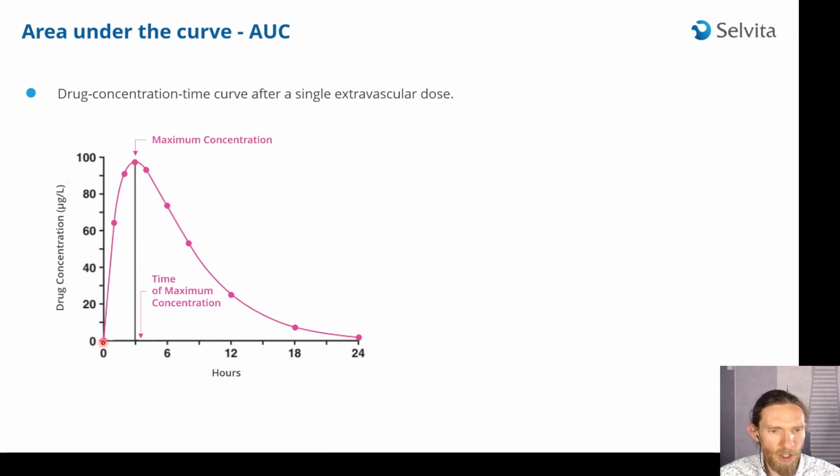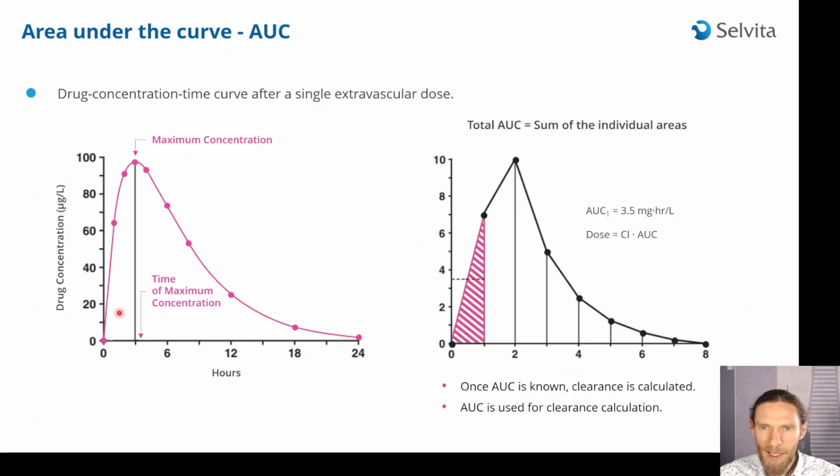First, after administration, the concentration of the drug increases up to the maximum, and then gradually the drug is eliminated from the body, and so the concentration drops. If we divide this plot into time intervals, let's say 1 hour, then the total AUC, total area under the curve, will be the sum of the individual areas.